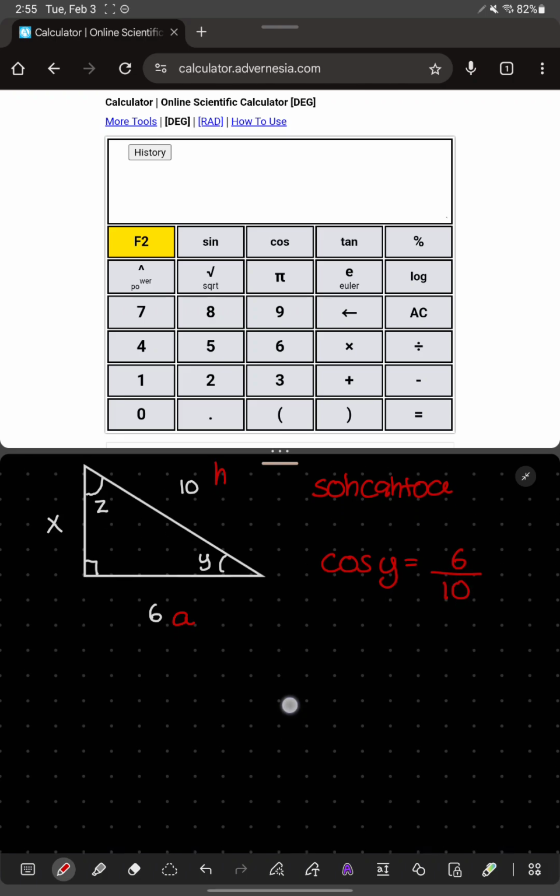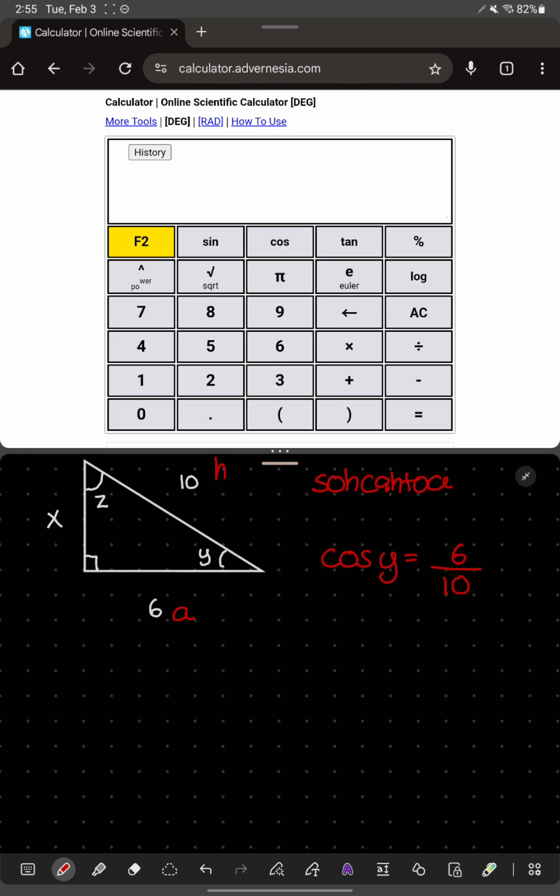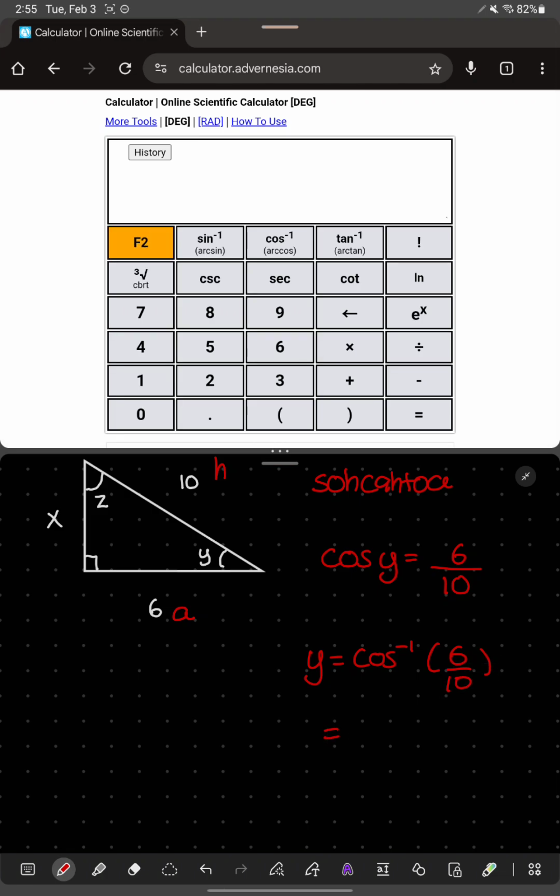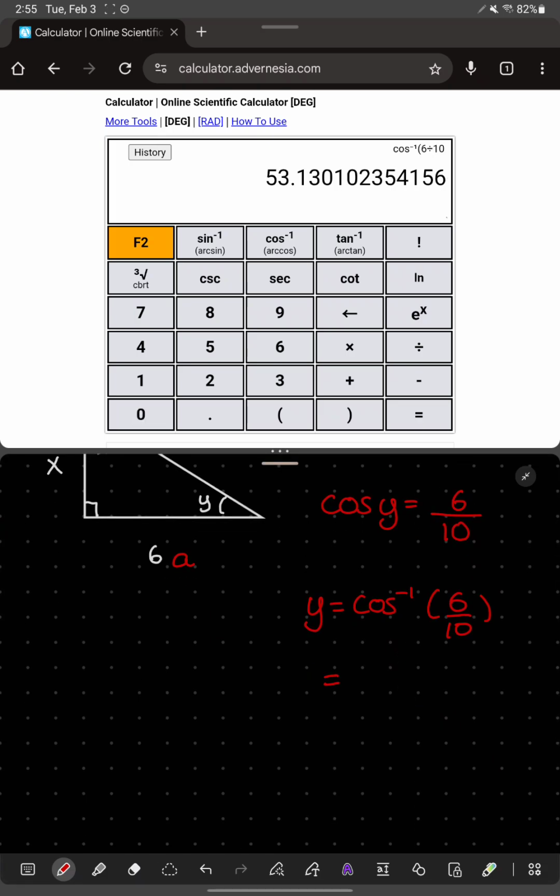Well, how do I get rid of that y? I take the inverse. So I'm going to say y, and instead of regular cosine, I'm going to say cosine with a -1, indicating that it's the inverse. I'm going to put that in my calculator. So I'm going to say here, second, that's cosine 6 divided by 10. If I put enter, I can see here that gives me 53.1.